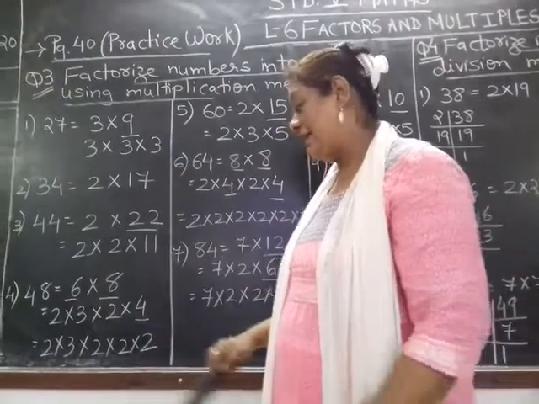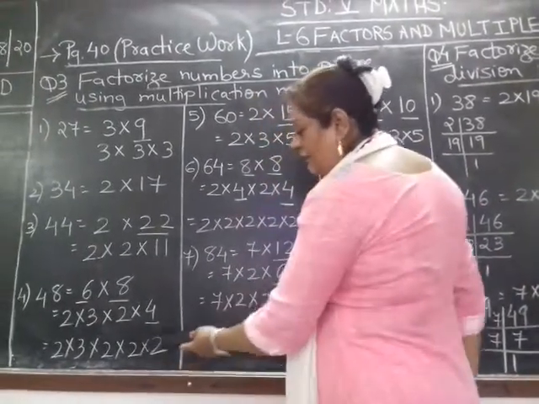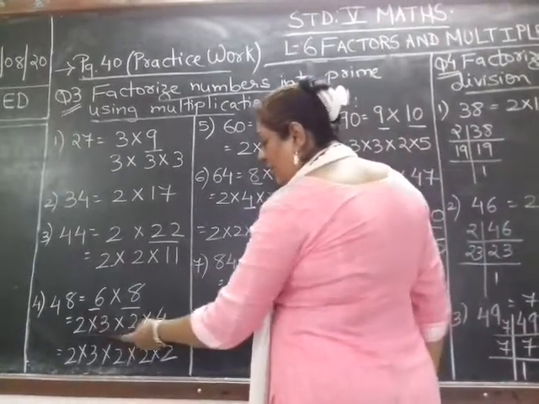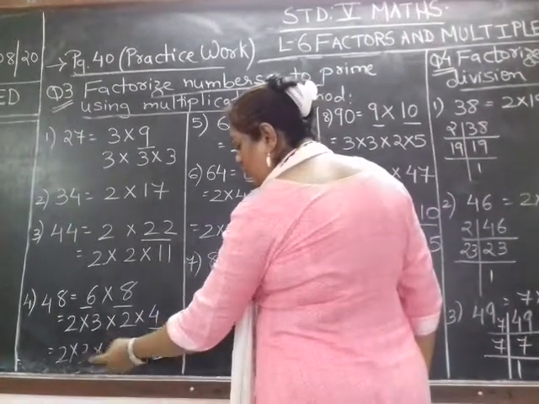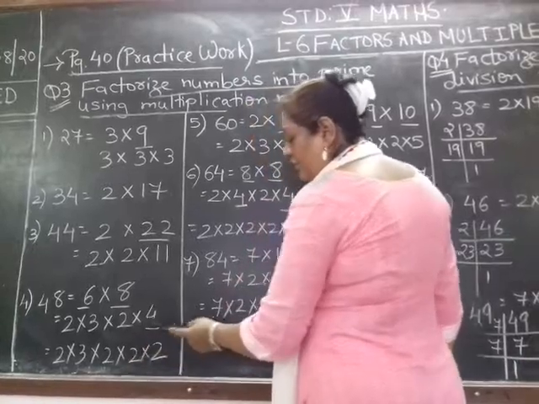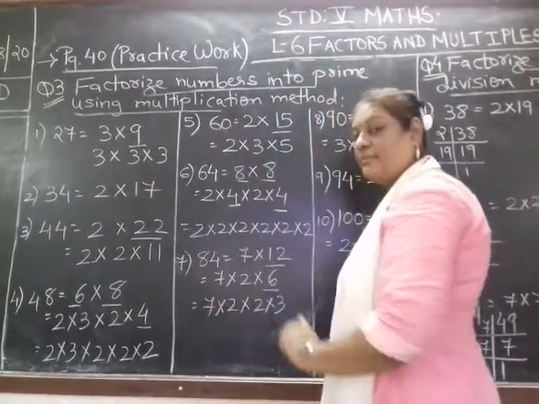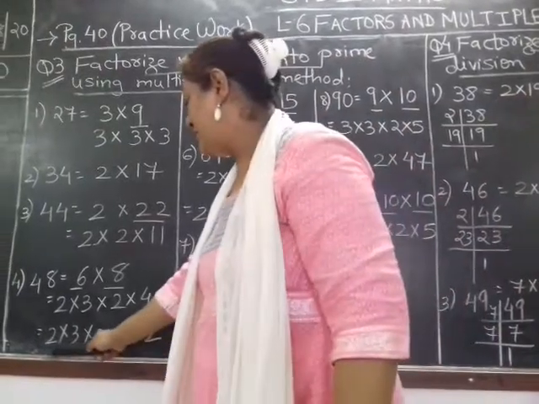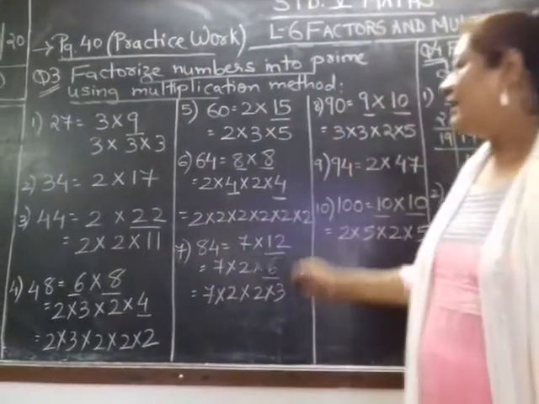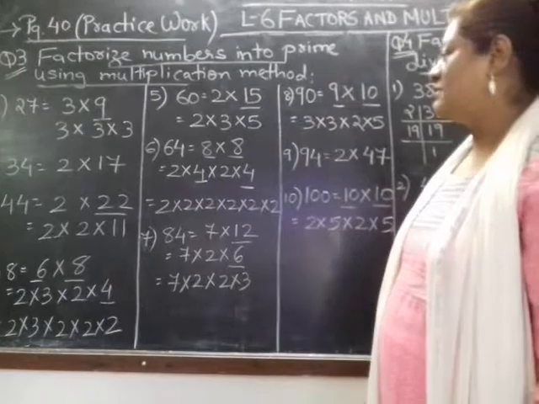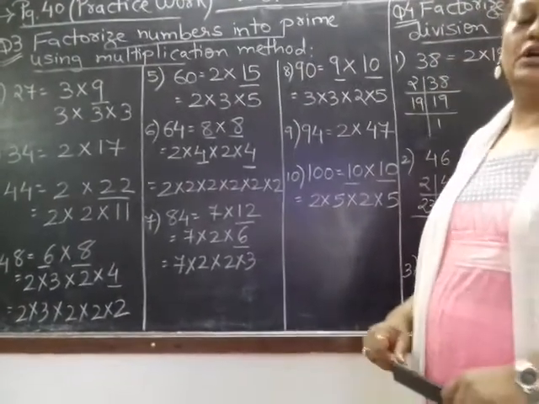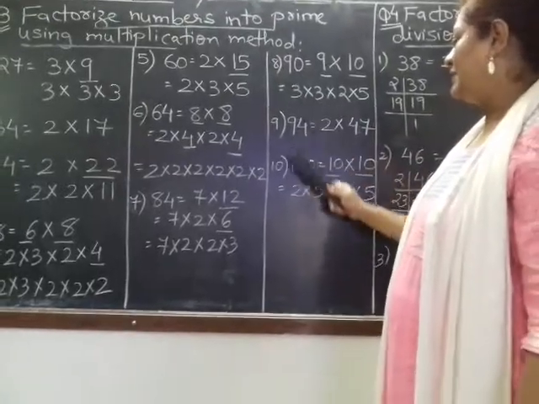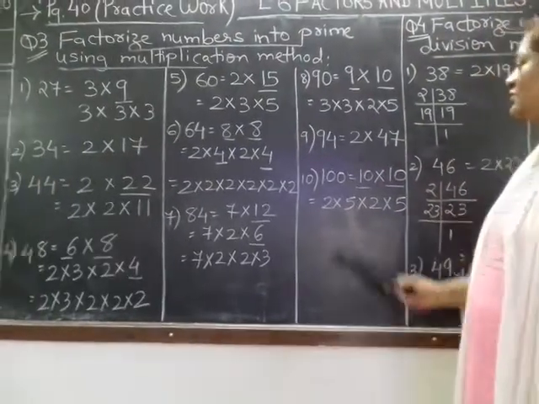2 4s are 8. Out of 2 and 4, see again 4 I have underlined because it is a composite number. So write all the three prime numbers as they are. 2, 3, 2. Convert 4 into prime. By which two numbers will we multiply to get 4? 2 2s are 4. Now all the numbers we are getting are prime. In the same way I had solved all the sums because I already gave you the homework. So 5, 6, 7, 8, 9, 10. You can check it out.